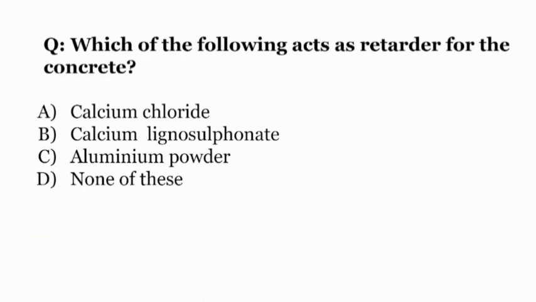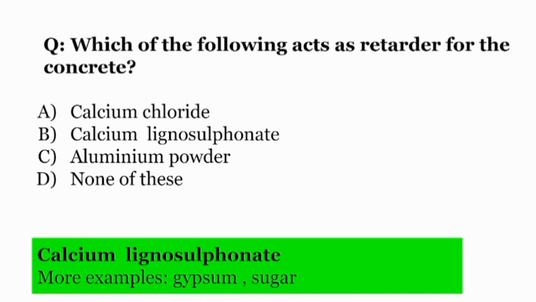Which of the following acts as a retarder for the concrete? Retarder increases the setting time of concrete. Option A is calcium chloride, option B is calcium lignosulfonate, option C is aluminum powder, option D none of these. The correct answer is option B, calcium lignosulfonate. Other examples of the retarder are gypsum and sugar. Addition of sugar into concrete increases the setting time of concrete.